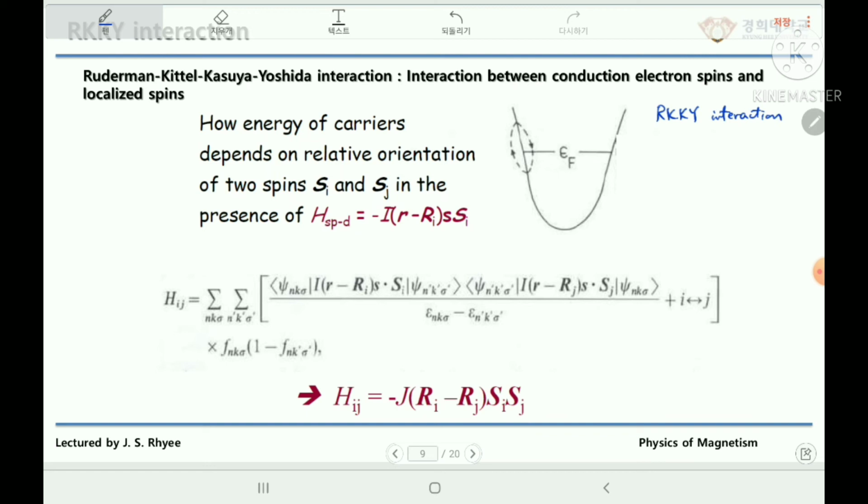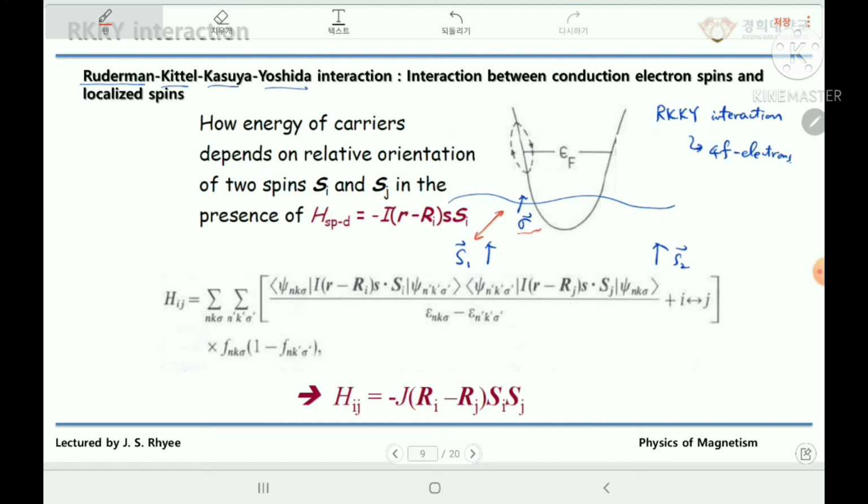RKKY is named after the physicists Ruderman, Kittel, Kasuya, Yosida. It is an interaction between conduction electron spin and localized spins. Especially, the RKKY interaction is widely observed in 4f electrons. 4f electrons are very well localized at the atomic site, with a very long distance between two ions. But in this case, there are electronic spins in the conduction electrons. S1 and S2 are localized spins of f orbitals, and the conduction electron spin can interact with the localized spins. We call it an itinerant electron.